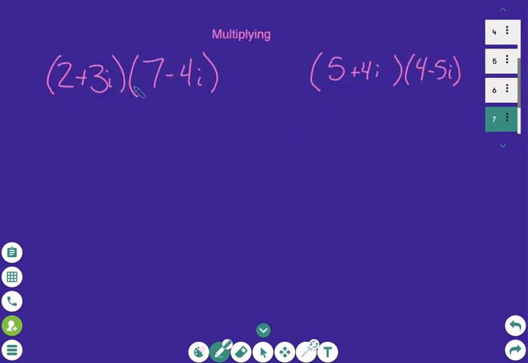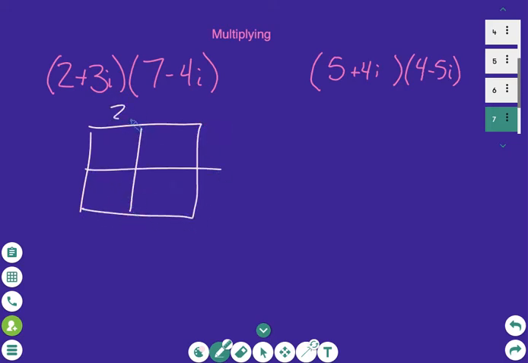Multiplying, however, is a little bit more difficult. I prefer the box method. You may be somebody who prefers FOIL, but it behaves the same way. So if I were to solve a problem like this, I would set it up using box method and multiply my pieces. So 7 times 2 gives me 14, 21, and then just an i attached to that, just like you would with an x.